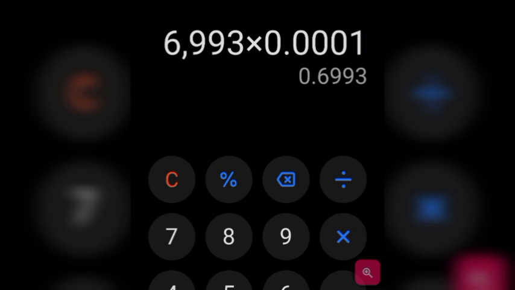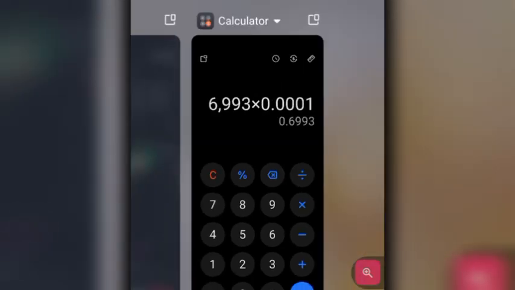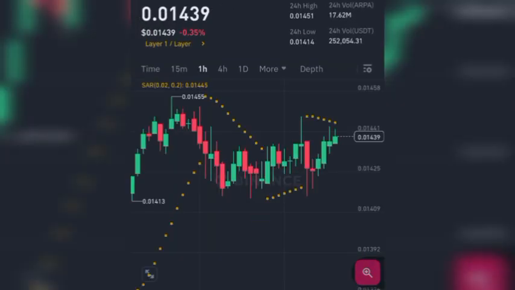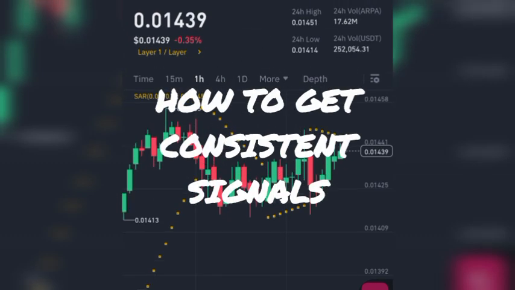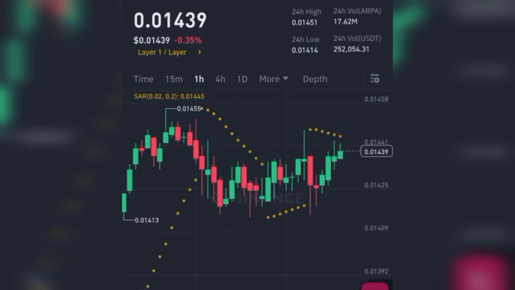And now, to the very big question: how do you get signals? How do you get signals for triangular arbitrage? So let me reveal to you how you are going to begin to get consistent triangular arbitrage and inter-exchange arbitrage signals. Are you with me? If you are, say yes. And if you want to know, say, I want to know. Okay, so let me share with you.